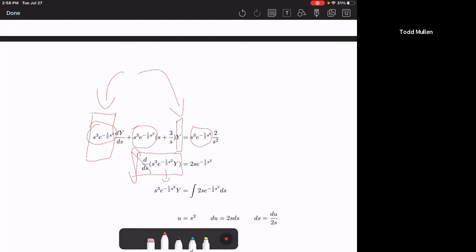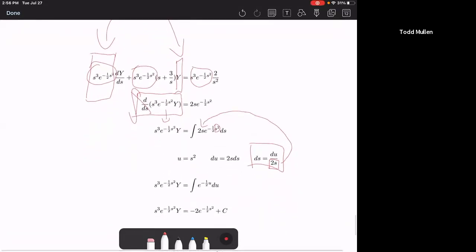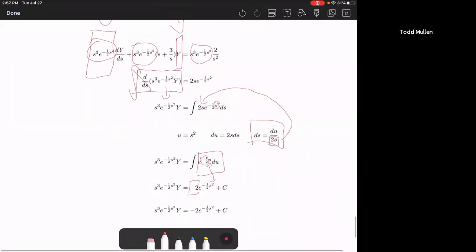But the right side, we need to actually calculate this integral. We're going to let u equal s squared. And then when we calculate what ds is equal to, luckily there's going to be a 2s in the denominator that is going to cancel out with this 2s. So it simplifies very nicely as just the integral of e to the negative 1/2 u du. When we integrate that, this negative 1/2 by chain rule becomes a negative 2 out front. And then we replace u with what it's equal to, which is s squared. And don't forget your plus c.